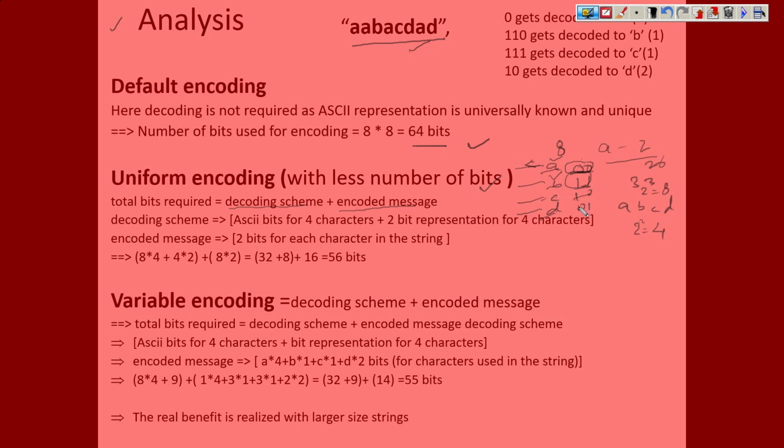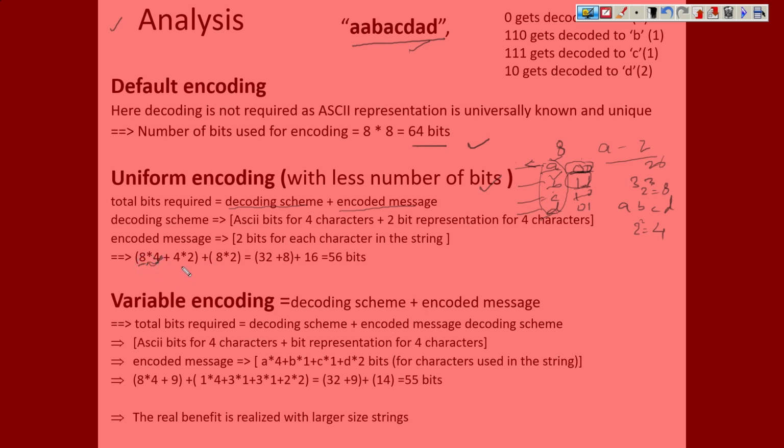But at the same time, we also have to send the information that A means 00, B means 11, C means 10, and D means 01. Then only the receiver can understand that 00 means A, 11 means B. So this is also to be sent. But when you are sending A, B, C, and D, it will use the default representation, that is 8 bits. That means if we are sending this information, we need to send 8 into 4, that is 8 bits for each of these 4 characters.